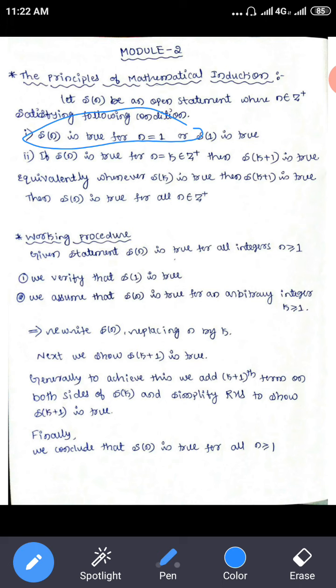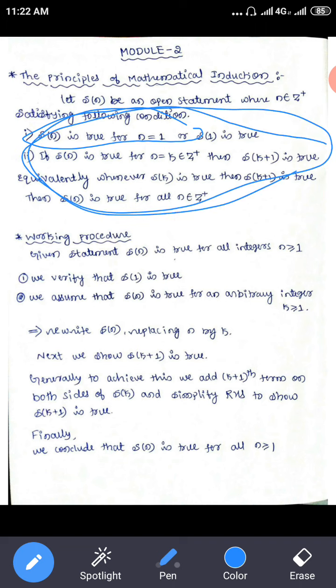So what we will do is take n equal to 1 and say that it is true. Next, I'll assume the result is true for n equal to k. Next, we see that the result is true for n equal to k plus 1. That is the simple idea about this. So now we go for the working procedure.